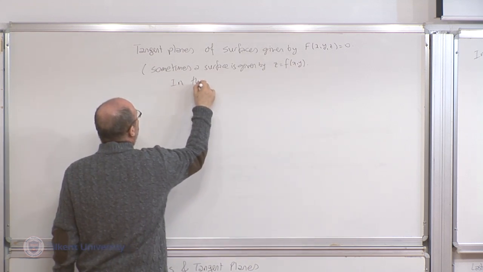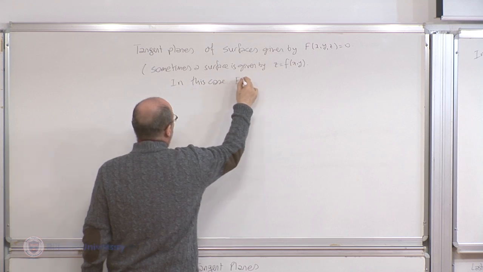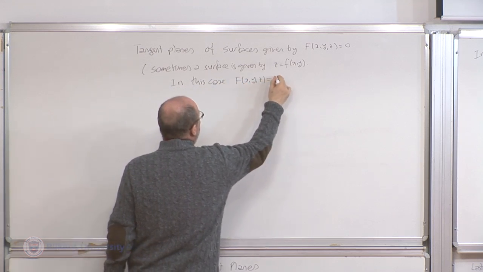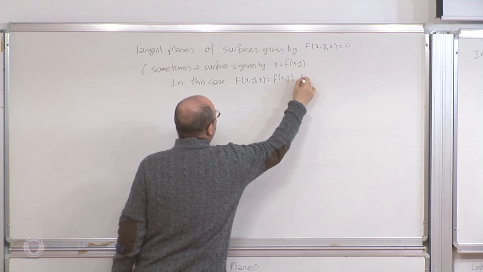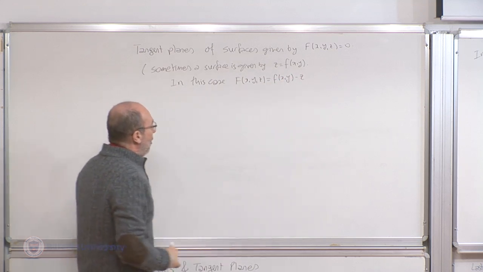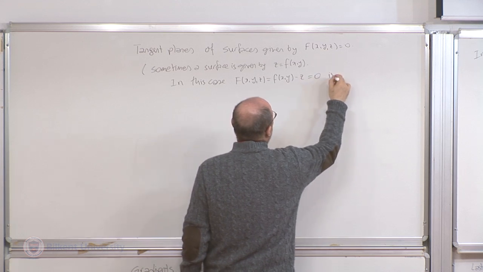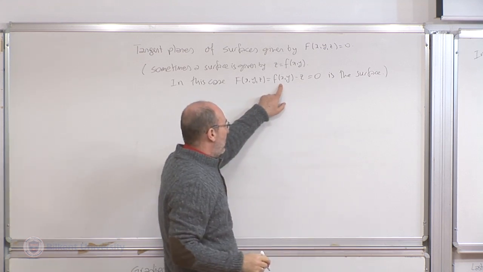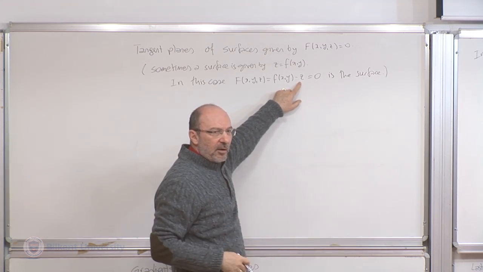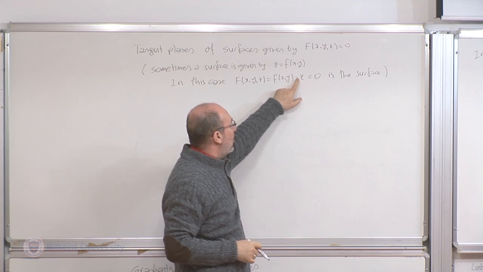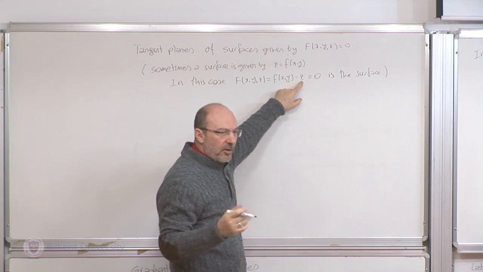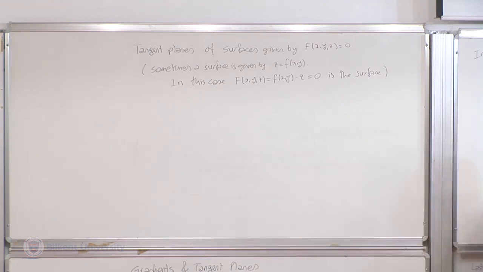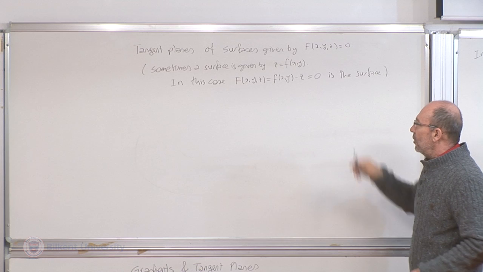In this case, F(x, y, z) is generally written like this: f(x, y) minus z equals 0 is the surface. Okay, so you can also write this, of course, z minus f, but after you do some calculations, if you keep the minus in front of z, your calculations look better. Okay, so that's the only reason you prefer this. Otherwise, you can write it as z minus f. Okay, so we decide to consider this one.